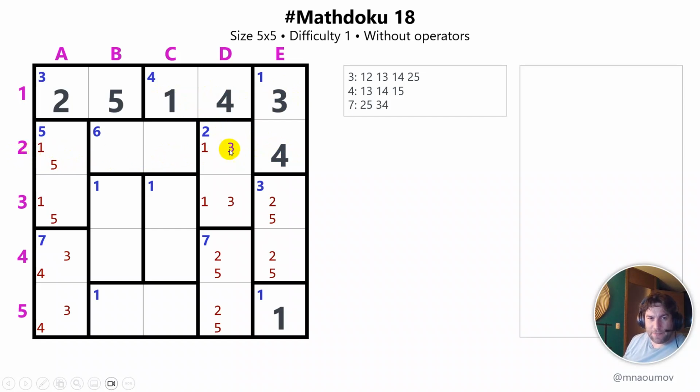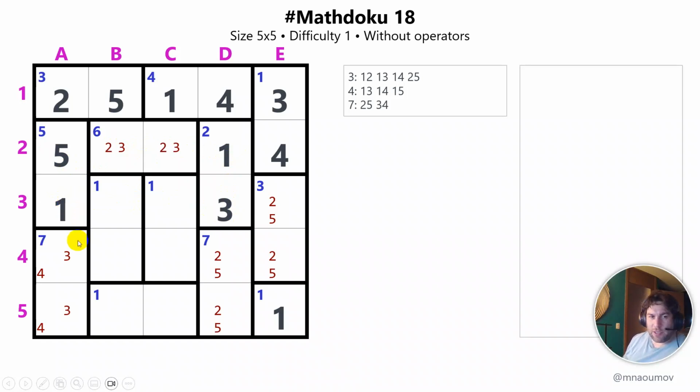We're missing number 2, so number 2 has to be in this cage. What operations with number 2 can get 6? It can be 2 multiplied by 3 or 2 plus 4. We can't use 4 because it was already here, so we know that it's going to be 2, 3 in this cage. We can eliminate 3 from this cell. We can keep eliminating. Okay.